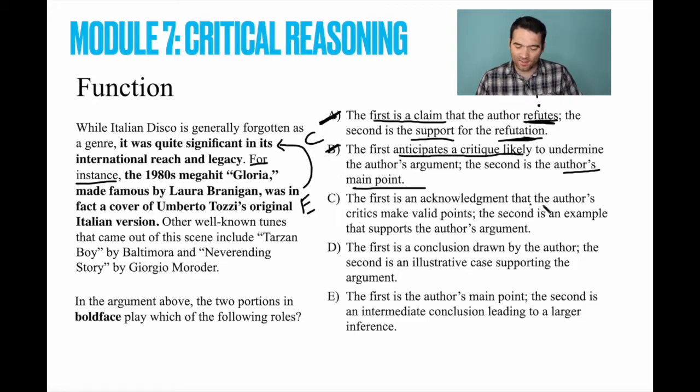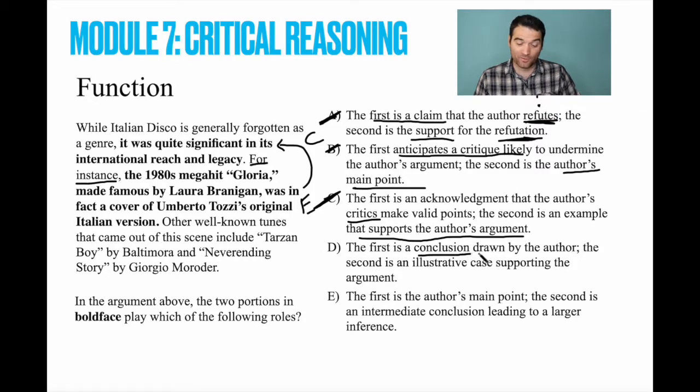C, the first is an acknowledgement that the author's critics make a valid point. We don't talk about critics in here, but again, we'll hear the rest of it. The second is an example that supports the author's argument. So yes, the second is an example that supports the author's argument, but nothing about critics in here. So that's out.